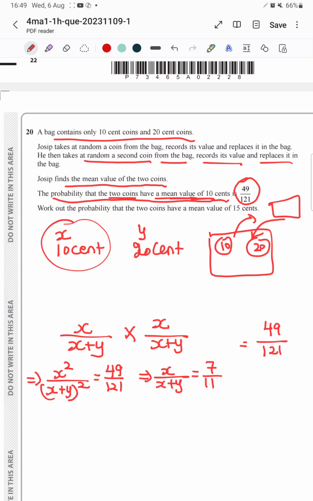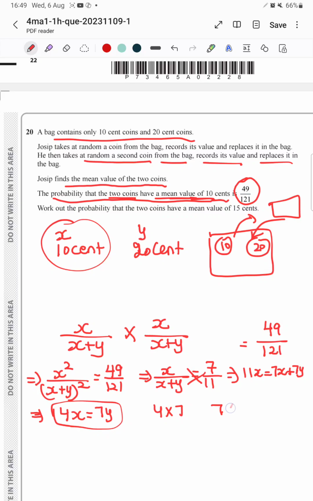So from here, if I simplify this equation with cross multiplication, I get 11x is equal to 7x plus 7y. And if I further solve it, I get 4x is equal to 7y. Because x and y are the number of coins, they can be only whole numbers like 1, 2, 3 and so on. So this case is possible only if you have 4 times 7 on one side and 7 times 4 on the other. So that means x is 7 and y is equal to 4. This is the main point in this question. Once I got the number of coins, there are 7 10-cent coins and 4 20-cent coins.